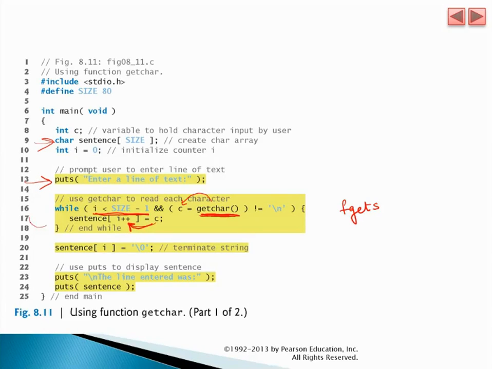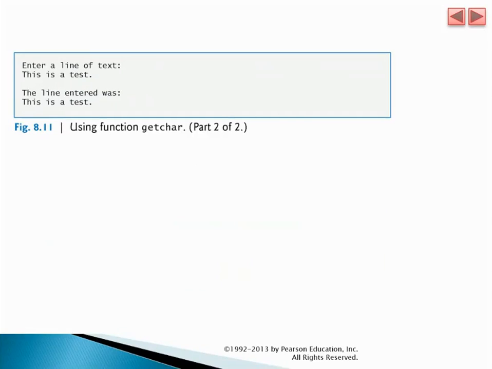We will keep on doing this until the user presses enter, the newline character, or we reach the size, the number of characters that we want to take as input. And in the end we will put a null character in the sentence, and then we will print the value of the sentence. So this is the output: Enter a line of text.